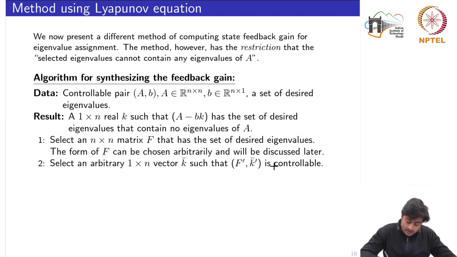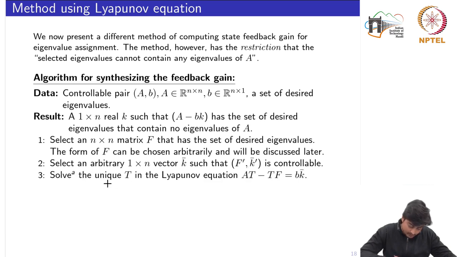Now if you recall, in the last algorithm, based on the information of the coefficients of the characteristic polynomial of the A matrix and of the set of desired eigenvalues, we pre-specified this k bar. Now here we have some freedom: once we have a set of desired eigenvalues, first of all the form of F matrix could be anything such that it has those eigenvalues. Now here we can select any arbitrary k bar vector. The condition which we need to satisfy is that the pair F transpose and k bar transpose is controllable.